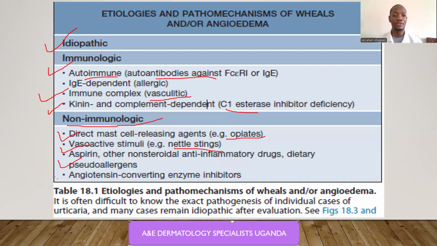Then we also have the angiotensin converting enzyme inhibitors, like amlodipine and captopril. Those drugs usually can also cause inhibition of the C1 esterase enzyme, and at the end of it all, you don't have regulation of the complement pathway. Then you end up with excessive vasodilatation, which presents with urticaria or even angioedema.